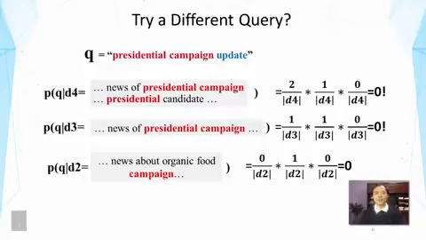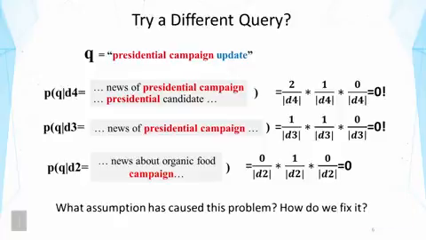Now, whenever we've had such a result, we should think about what has caused this problem. So we'll have to examine what assumptions have been made as we derive this ranking function. Now, if you examine those assumptions carefully, you will realize what has caused this problem, right? So take a moment to think about it. What do you think is the reason why update has 0 probability? And how do we fix it?